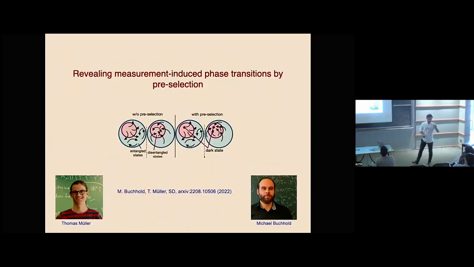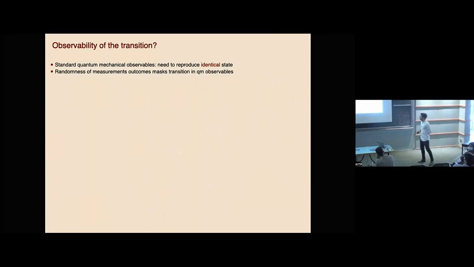Okay, so this was essentially the preparation, setting the ground a little bit. Let me now come to the main part of the talk, where I would like to discuss how one could reveal these transitions. One thing I have already pointed out: if we want to go with standard quantum mechanical observables, we would need to reproduce the identical state over and over again. This is exactly what is needed to build the expectation value in an actual experiment. This is exactly what these measurements do not do.